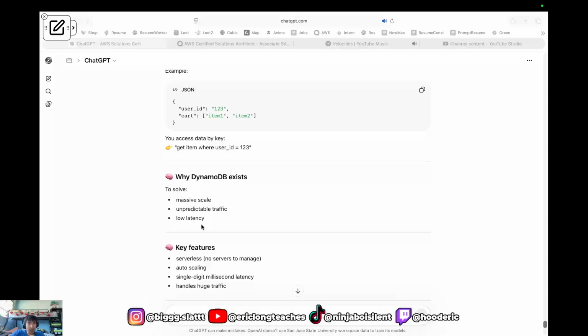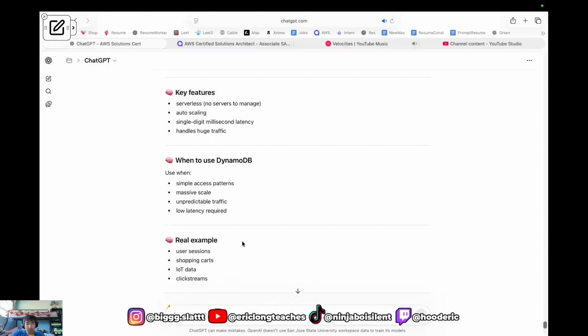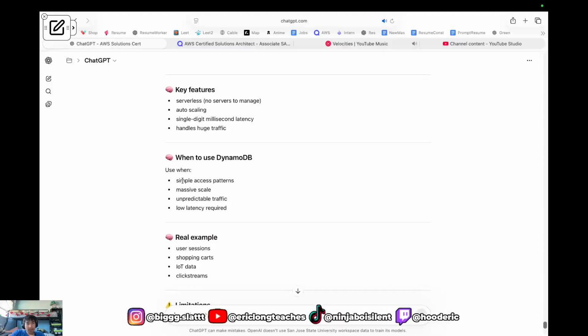Unpredictable traffic, low latency, serverless. So no servers to manage, auto scaling. Single digit millisecond latency, so it's mega fast and handles huge traffic. When to use DynamoDB: when there are simple access patterns, massive scale, unpredictable traffic, and low latency is required.